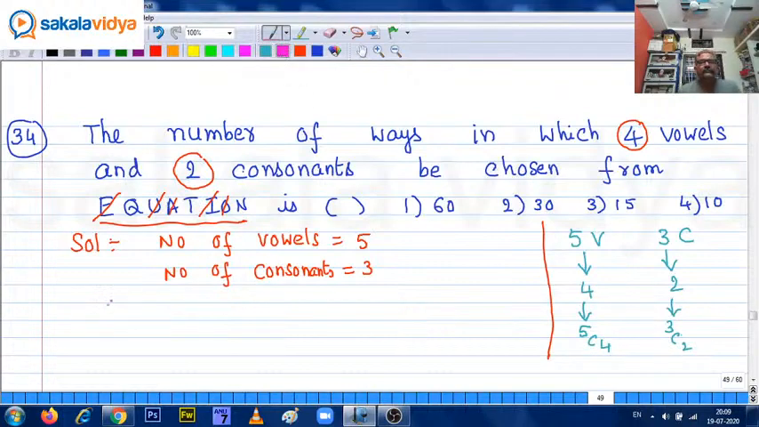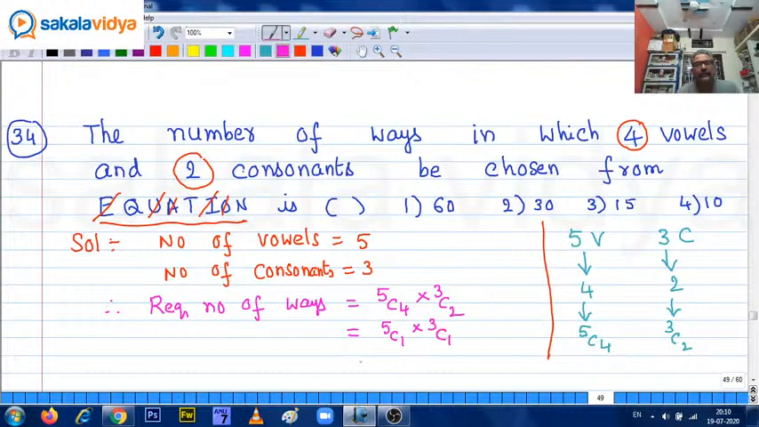Therefore, the required number of ways is equal to 5C4 times 3C2. But the options are numbers, so we need to simplify. See, 5C4 can be written as 5C1, and 3C2 is 3C1. 5C1 is 5, this is 3. Obviously, we get 15. The third option is the correct one. Wonderful.